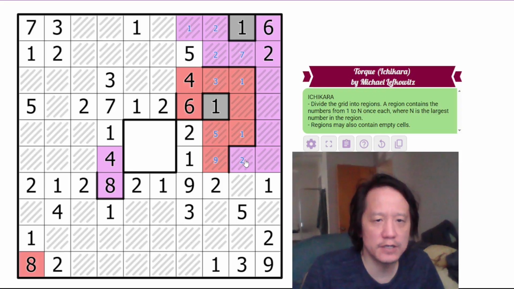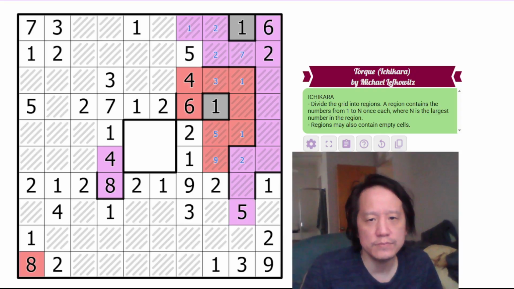The pink needs to go through here because it can't go through 1 or 2, and then it must access the 5. It cannot access the 2 here because of boundaries. Can't go through the 1. Can't be through the 2 because of the 2.